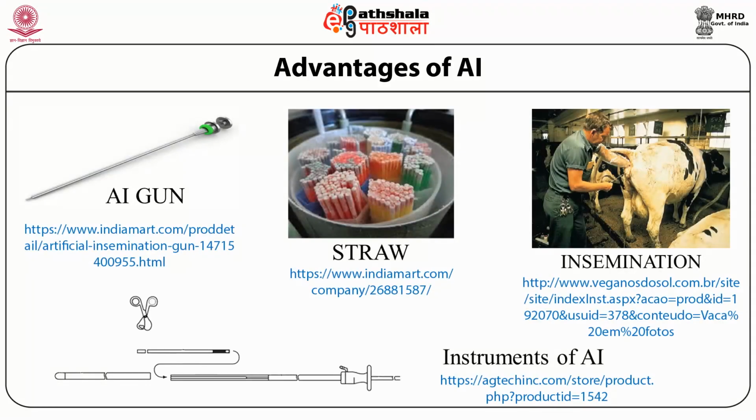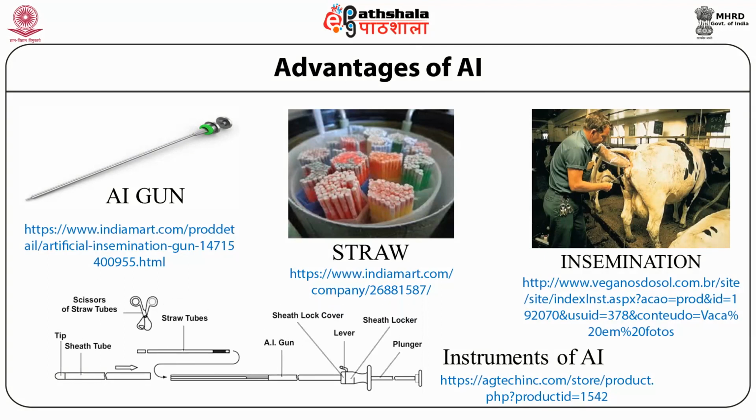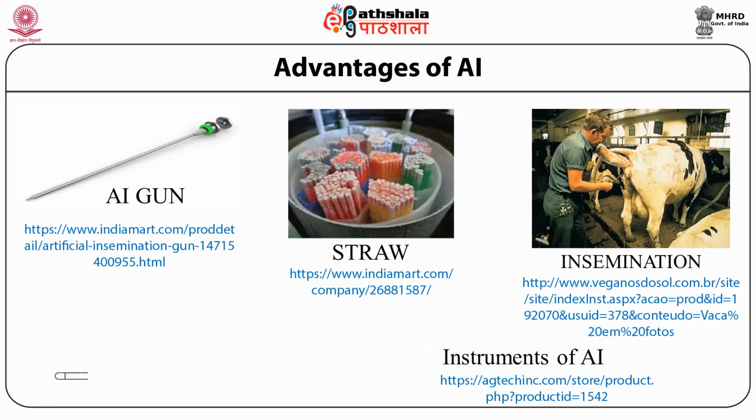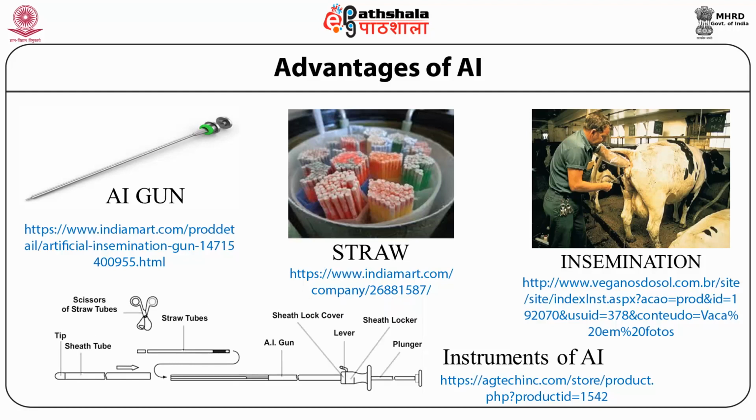Instruments used in artificial insemination: it is the artificial insemination gun which is used for putting the semen in the vagina or cervix of the female. So in most of the animals like cattle and buffalo, the semen is placed near the cervix, whereas in the case of the mare, semen is placed in the horns of the uterus.